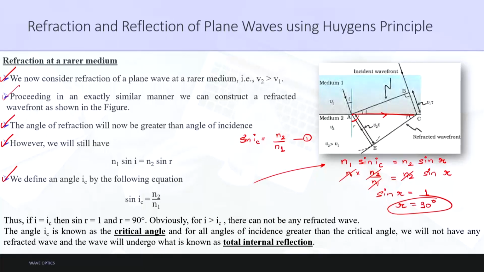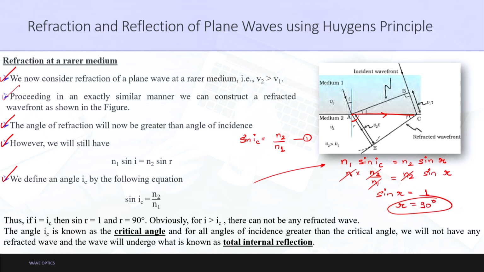So, if I is greater than the critical angle, that means no refraction is happening, and hence this concept is known as total internal reflection, which you have already studied in the ray optics concept. Just to reiterate the complete line here, if I is equal to IC, then sin R is equal to 1 and R is equal to 90 degrees.